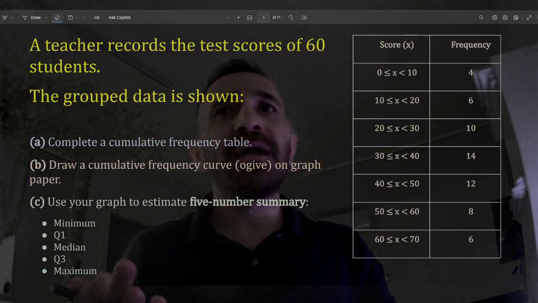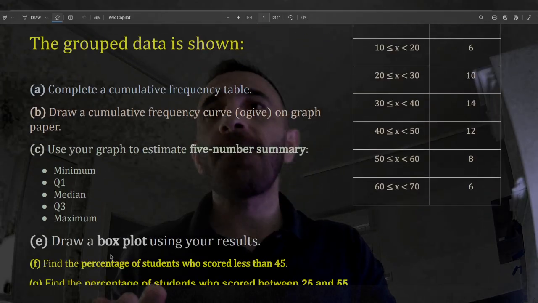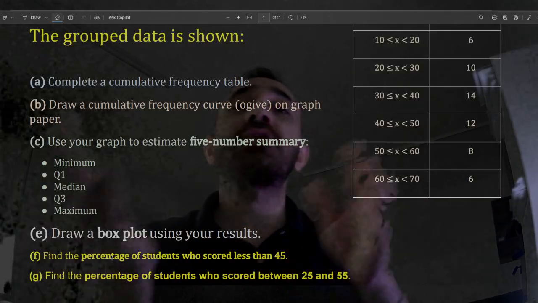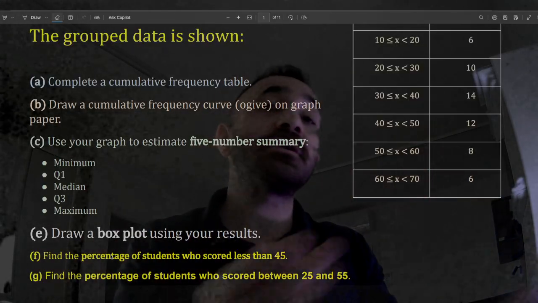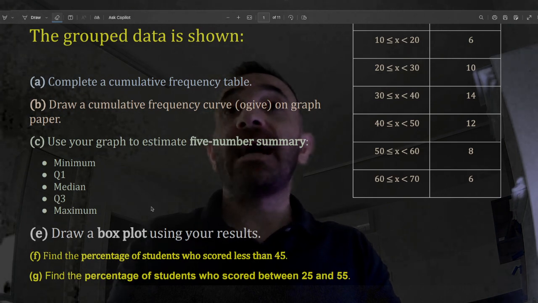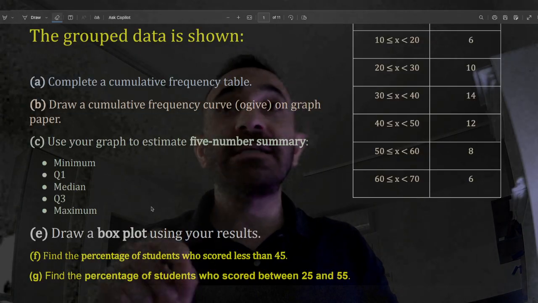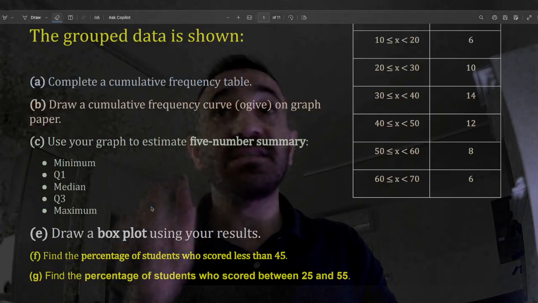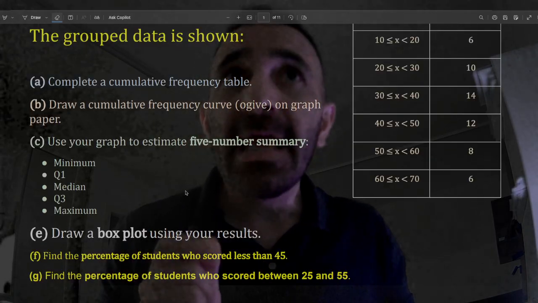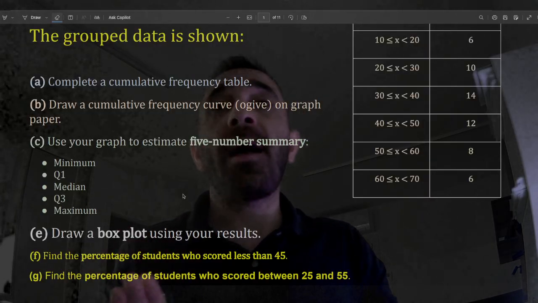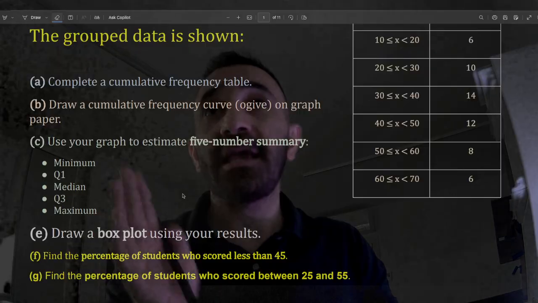And we are going to answer questions like, we'll find the percentage of students who scored less than or within a certain amount of data. At the same time, you're going to also practice how to find the estimated mean. I hope this video is going to be enough for you to learn everything about cumulative frequency curve.